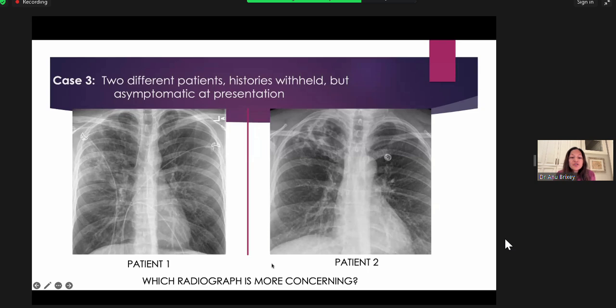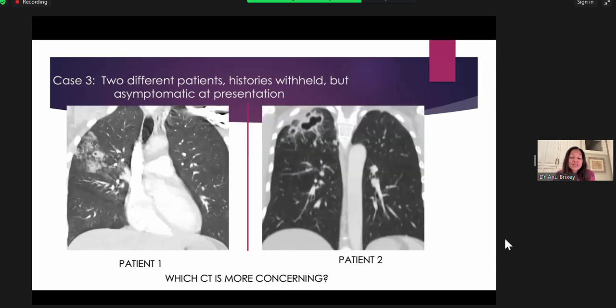So looking at these 2 x-rays, you might think, well, this one looks more concerning because I have what looks like more cavitary lesions. Perhaps this patient has tuberculosis. Perhaps they have a malignancy. So let's take a look at the CT scans and see if this helps us. So when we look at the CT scans, which I've shown you here on coronal images, now you can very clearly see what the abnormalities are. And now you might ask yourself, which CT scan is more concerning?